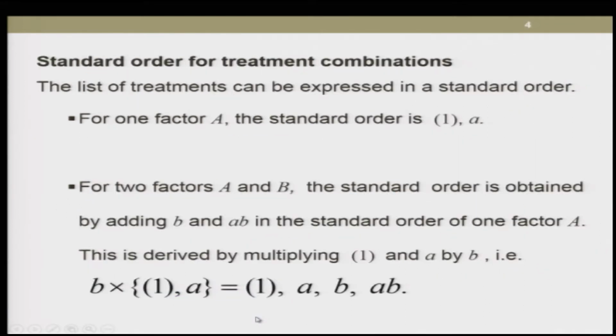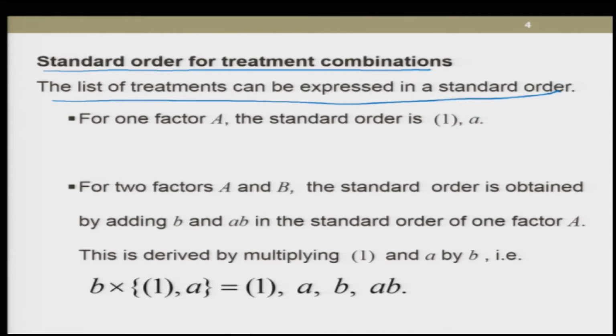Now, we define some basic definitions which are used in factorial experiments as well as in the next topic on confounding. This is called the standard order for the treatment combinations. The list of treatments can be expressed in a standard order. What is this list of treatments?